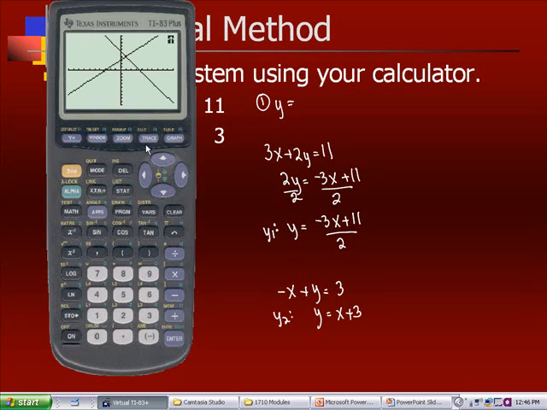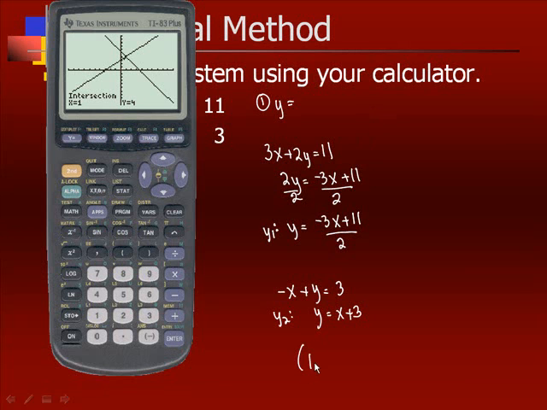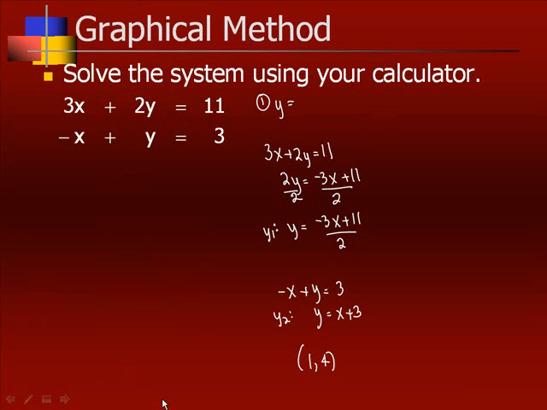To find that, we're going to go second, calculate number 5, enter, enter, enter, and we get a solution of x is 1, y is 4. Now to check these, we're going to go back, plug in x is 1, y is 4. 3 times 1 is 3, 2 times 4 is 8, 3 plus 8 is 11. That one checks. Second one, x is 1, y is 4, so we get negative 1 plus 4, which is 3, which is what we were supposed to, so we know that our solution is good.